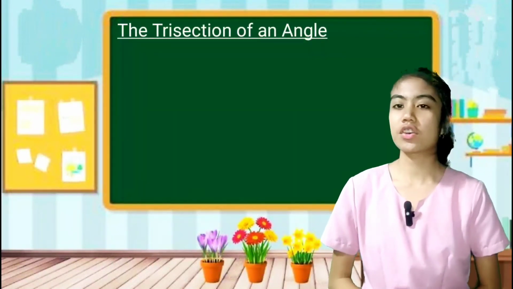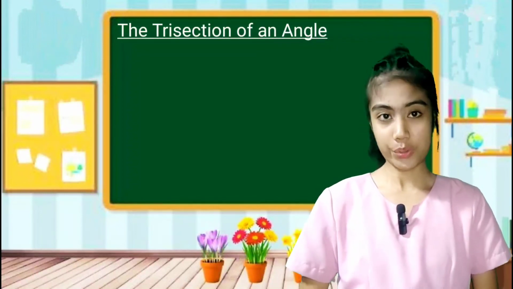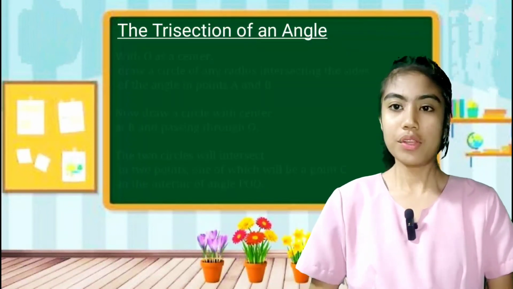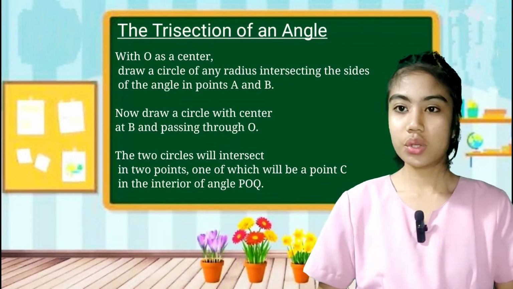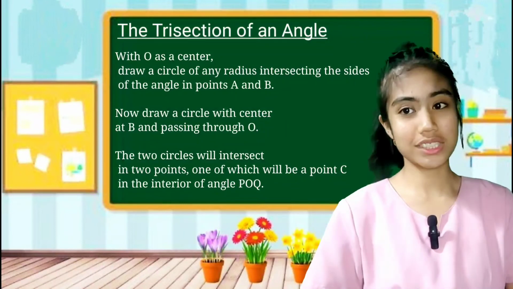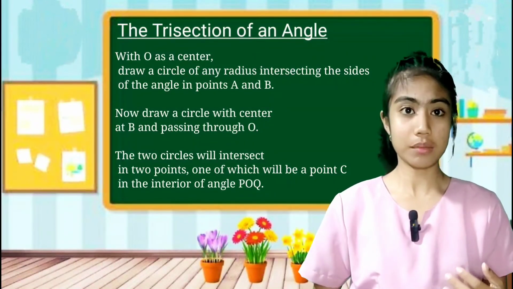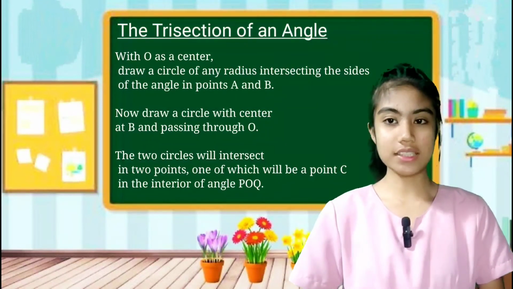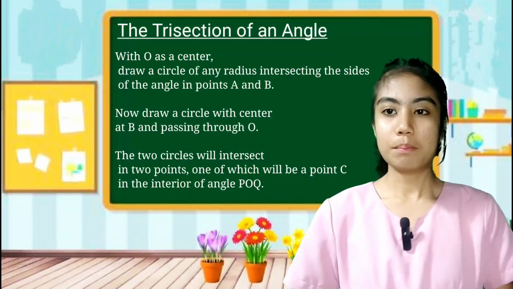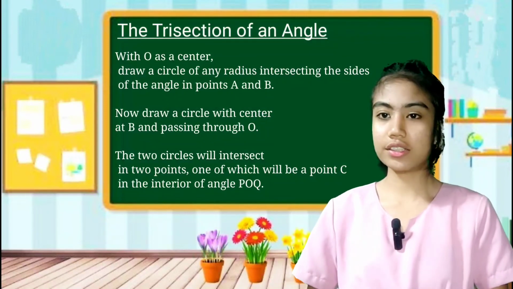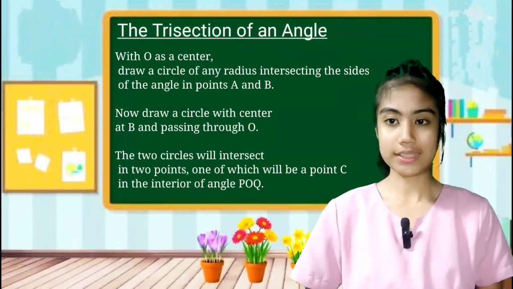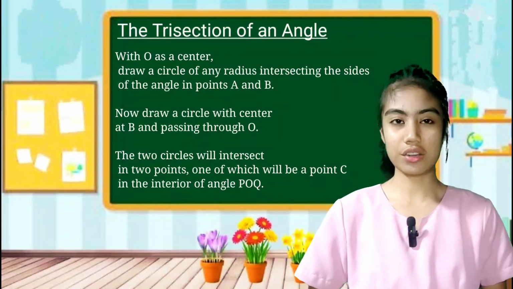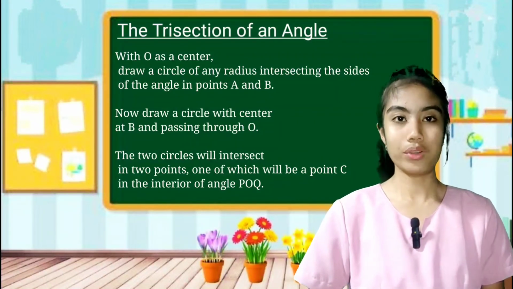In the special case of the right angle POQ, the construction is found as follows. With O as the center, draw a circle of any radius intersecting the sides of the angle in points A and B. Now, draw a circle with center at B and passing through O. The two circles will intersect in 2 points, one of which will be a point C in the interior of angle POQ.